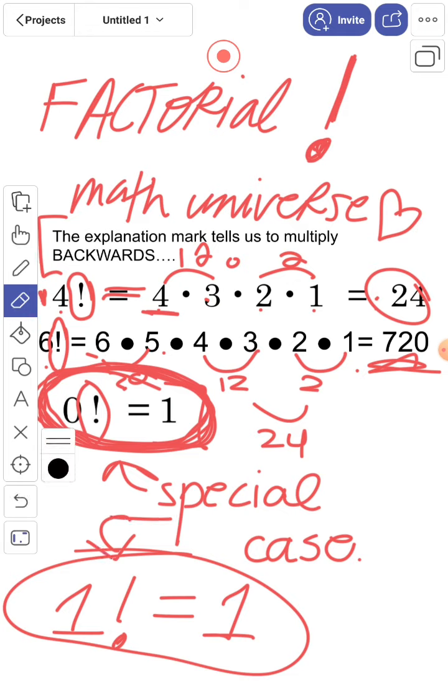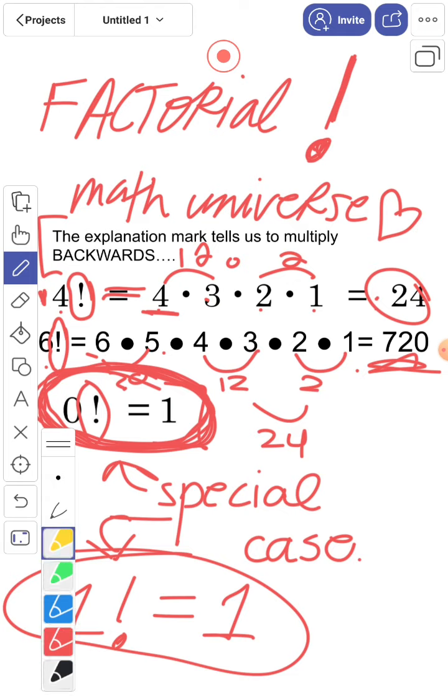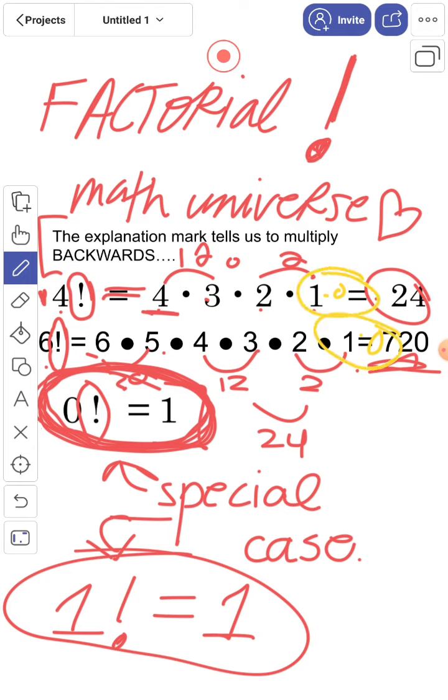And the reason that we never include times 0 is because what happens when you multiply a number by 0? It becomes 0. So we're not ever supposed to include 0 whenever we're doing factorials, because then all our answers would be 0. So you always go from the number they give you to 1, and then that's it. Right?